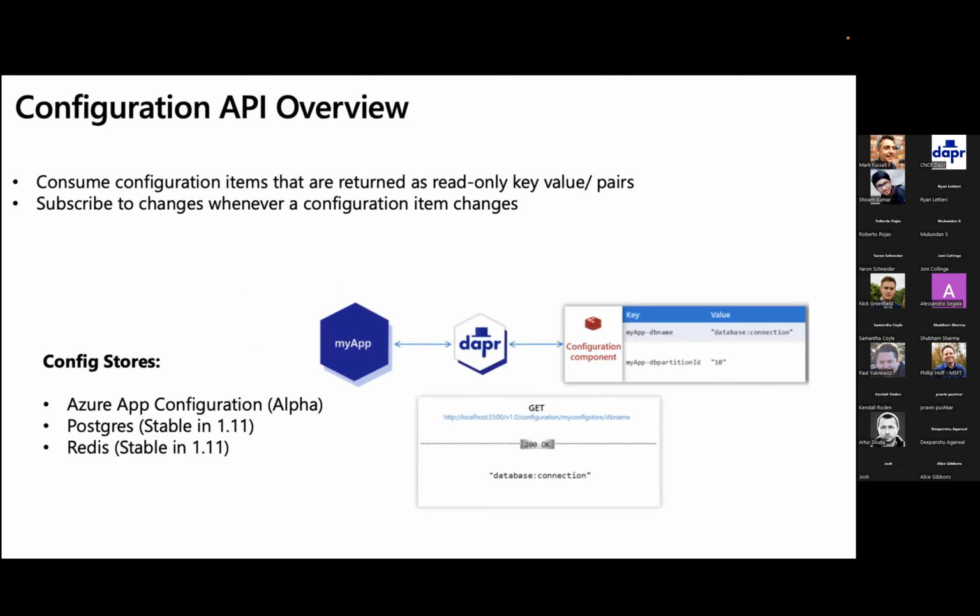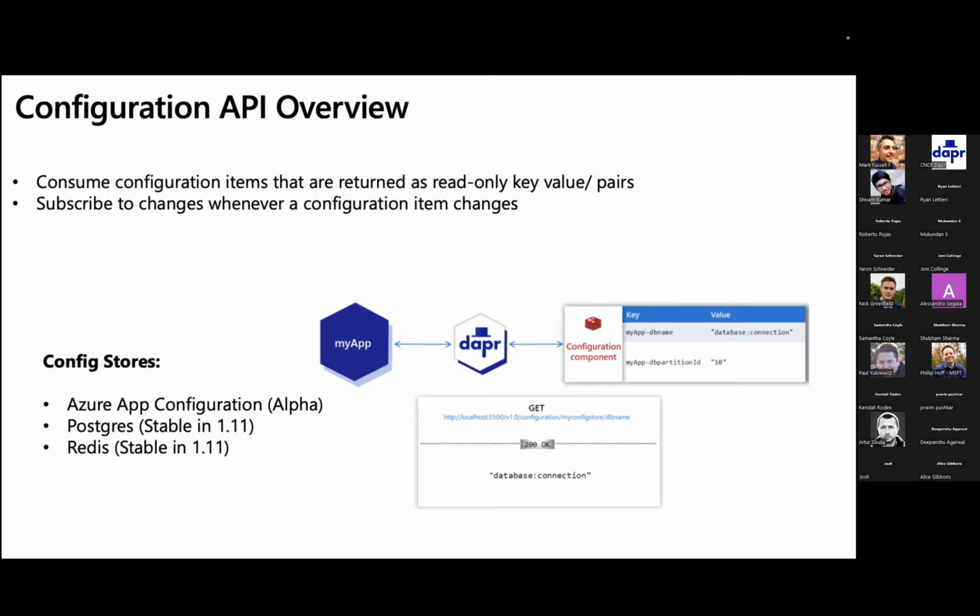So what exactly is the config API? Essentially, the Dapr configuration API allows you to consume configuration items from one of the supported config stores. When I say configuration item, it can be, say, the name of a database or a partition ID, name of secrets, or any other application configuration that you want to use in your application, right? So typically, applications store these configuration items in config stores, and then you retrieve them from the store.